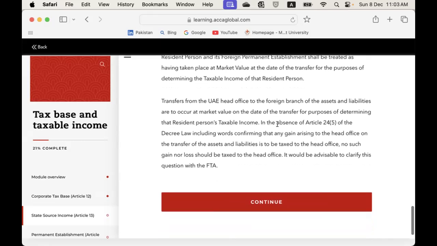One more thing is that in the absence of Article 24(5) of the decree law including words confirming that any gain arising to the head office on the transfer of asset or liability is to be taxed to the head office, no such gain or loss should be taxed to the head office. It would be advisable to clarify this question with the FTA.